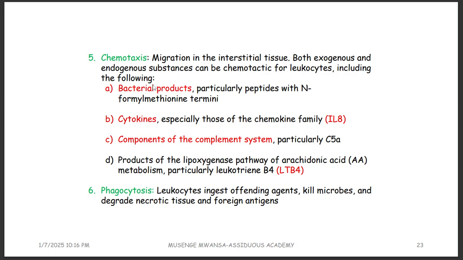Both exogenous and endogenous substances can be chemotactic. They can be bringing leukocytes. For example, you have bacterial products like the N-formylmethionine termini, and cytokines. Please take note of interleukin 8; this can come in your multiple choice. Also the complement system has C5a. Please take note, C5a is also a chemokine to attract leukocytes. You also have leukotriene B4. I don't want you to forget leukotriene B4, C5a, and interleukin 8. These can act as chemokines attracting other neutrophils, other cells. Of course, it's neutrophils because this is acute inflammation.